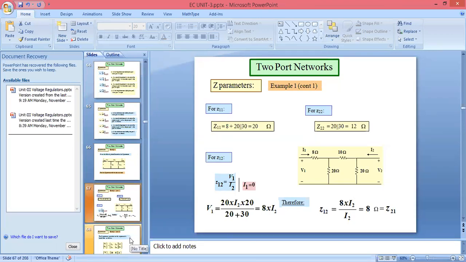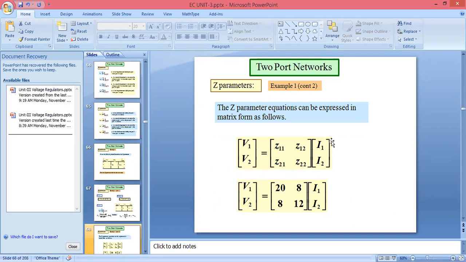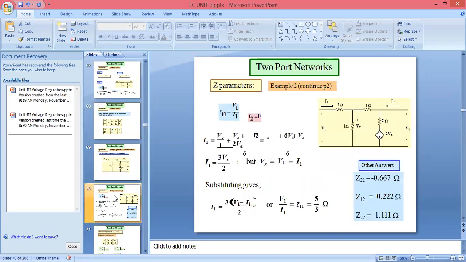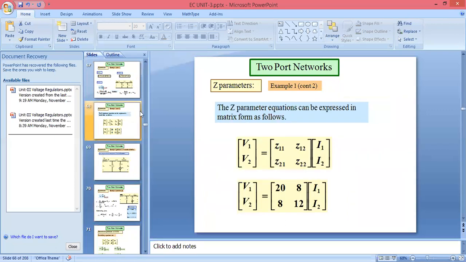Now, if we are supposed to write these equations in the form of a matrix, you can write all these values of Z11, Z12, Z21, Z22, and you will get V1, V2 equal to 28, 8, 8, 12 times I1, I2. You can write these equations like this. If you are supposed to write this equation in the matrix form, you can write it, or you can write these equations in the form of linear equations also.